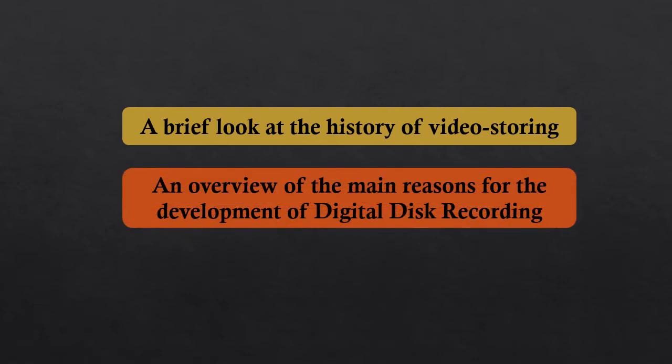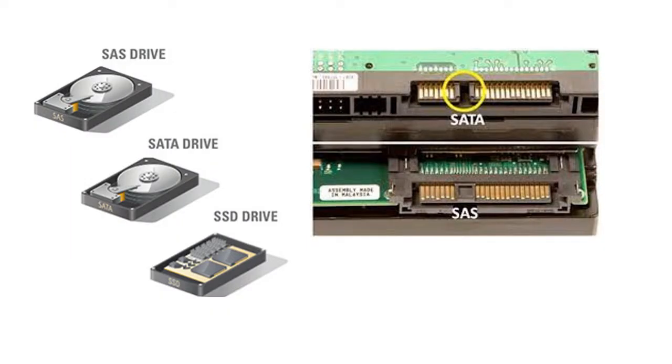Okay, let's summarize briefly what we have looked at: a brief look at the history of video storing, a digital video recording overview, and an overview of the main reasons for the development of digital disc recording. I'd now like to move on to the next part, storage technologies. I think everybody has information about storage media, such as SSD and HDD and their form factors of 2.5 and 3.5 inches, and other sizes, and enough knowledge about the types of transmission lines, ports and storage media, including SATA, SAS and NL-SAS.